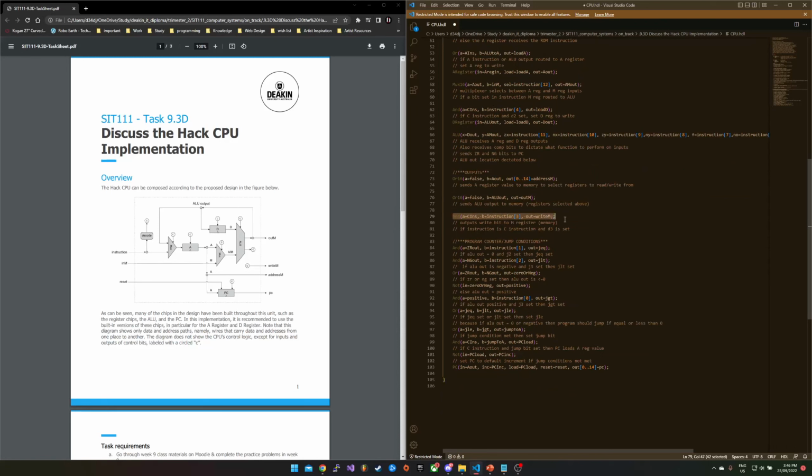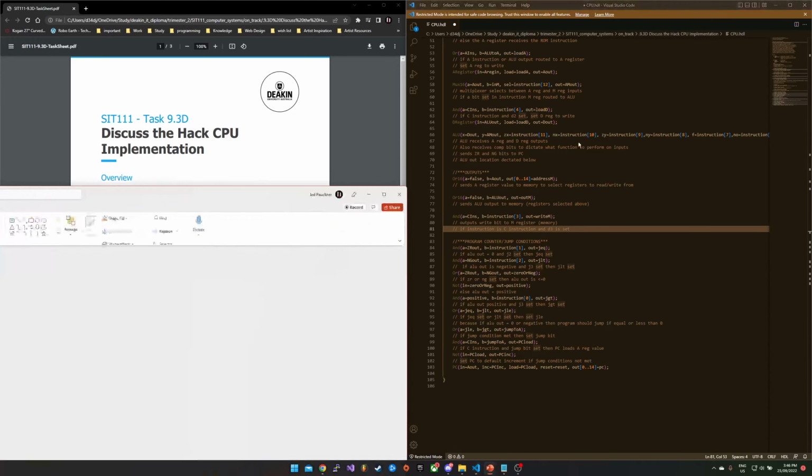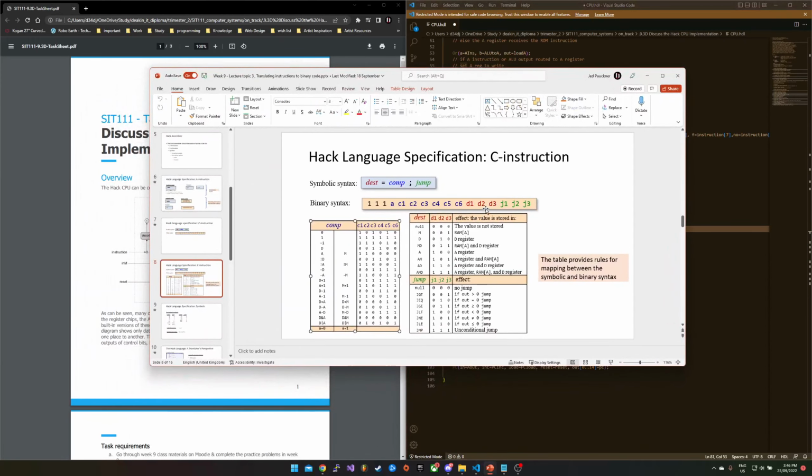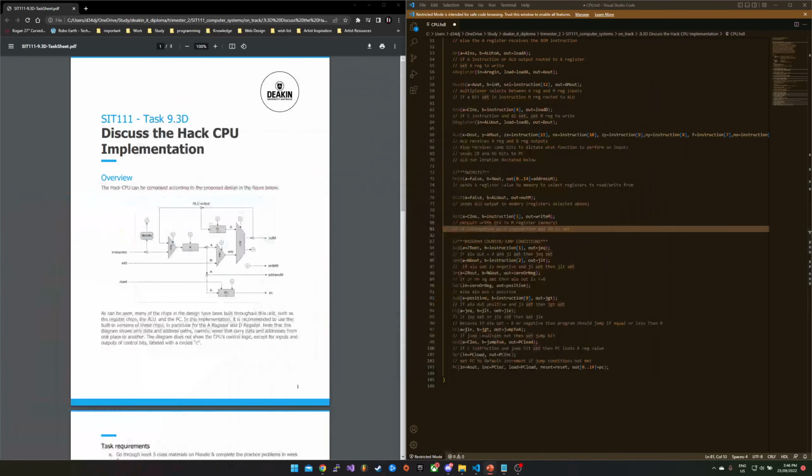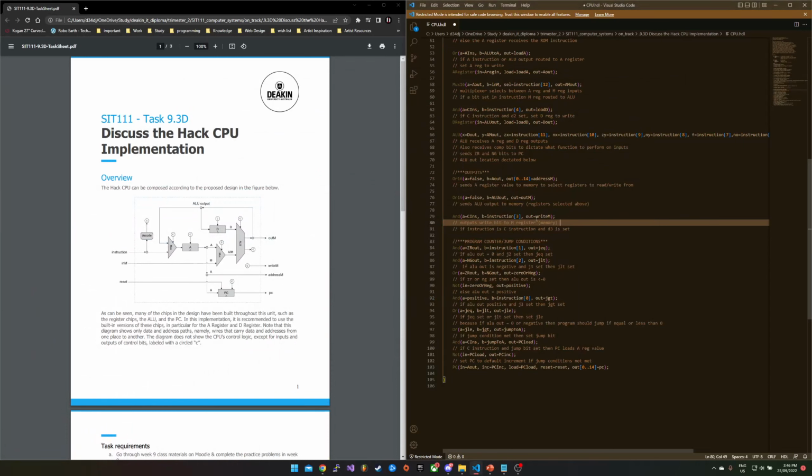And finally, we've got an AND gate, which is just checking if it's a C instruction and if that D3 bit is set. Remembering back here, the D3 bit is determining whether the M register is one of our destinations. So of course, that is then going to forward on a write bit to the M register in memory, which is going to write whatever output it is receiving.